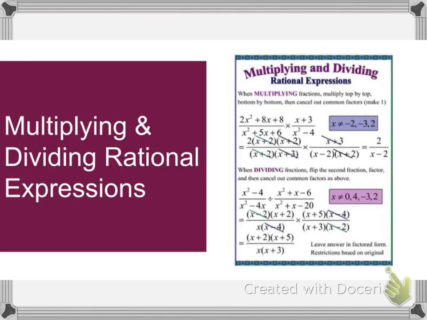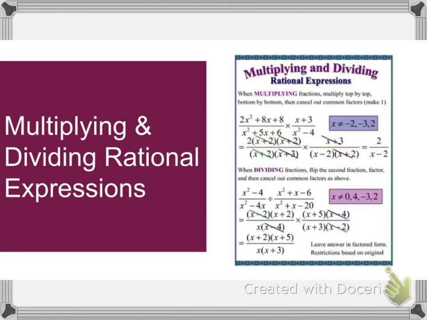Now that we can simplify, let's start multiplying and dividing, which is basically mass simplification. There's going to be factoring, as you can see here. There's going to be canceling, and then we're going to have a simplified answer and what it cannot be defined as.